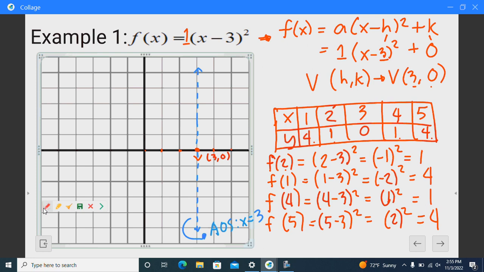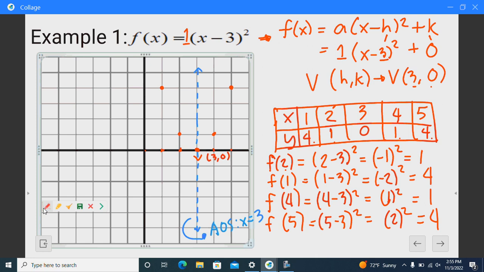If our x is 2, our y is 1. So here, if our x is 1, our y is 4. 1, 2, 3, 4. And if our x is 4, our y is 1. And if our x is 5, then our y is 4. Therefore, that's why we have this mirror line, because it is being mirrored.